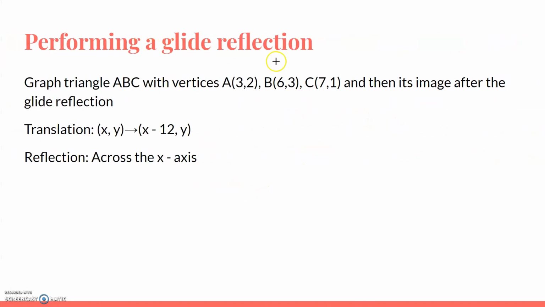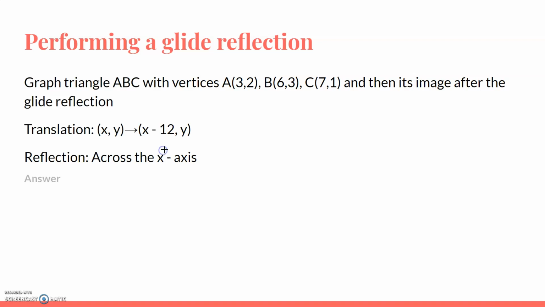Alright, so performing a glide reflection. Graph triangle ABC with vertices A (3, 2), B (6, 3), C (7, 1), and then its image after the glide reflection. The translation is (x, y) to (x - 12, y), and then a reflection across the x-axis. Pause the video, give it a shot, come back for the right answer.